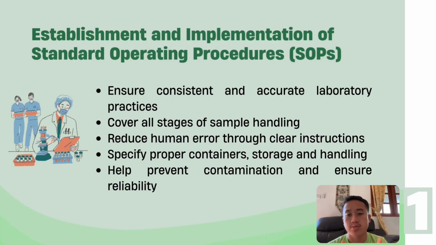So the first procedure to prevent the sample food from contamination is the establishment and implementation of standard operating procedure, which is called the SOP. So how does SOP work? SOP can ensure consistent and accurate laboratory practice, which covers all stages of sample handling. SOP also reduces human error through clear instruction, which specifies the proper instruction, storage and handling. SOP also helps prevent contamination and also ensures reliability.